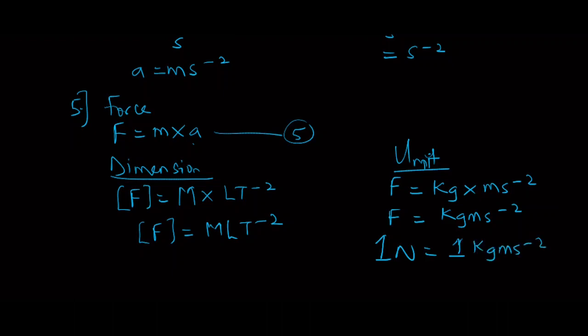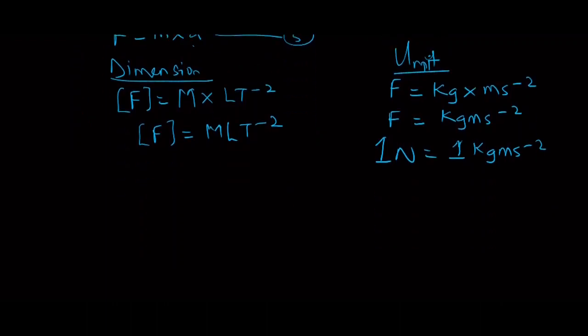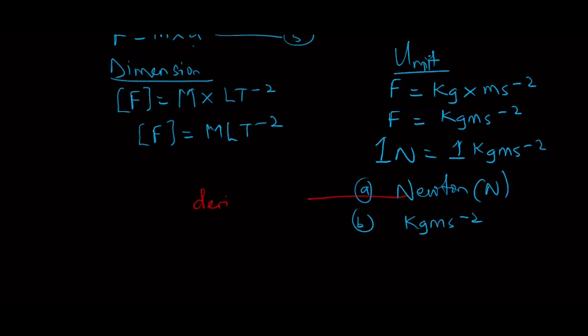So for the unit for force, we have 2 units. The first unit is Newton, which is N. Then the second unit is kilogram meter per second square. We should remember that the Newton represents the derived unit for force, while kilogram meter per second square represents the base unit for force.